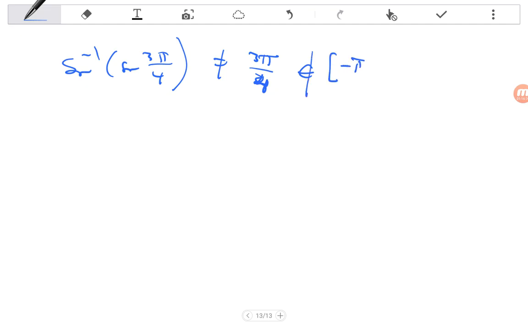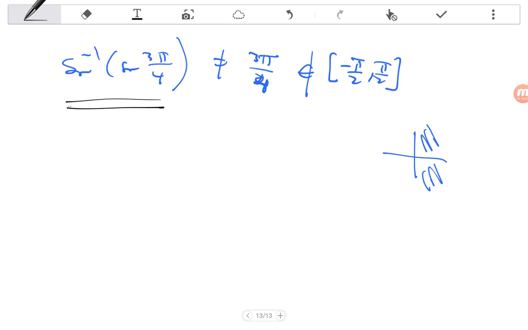For example, if I say sine inverse of sine 3 pi over 4, would the result be 3 pi over 4? Immediately or directly, that is not the result. Why? Because 3 pi over 4 is not included in the restricted domain of the sine, which is in the first or the fourth quadrant.